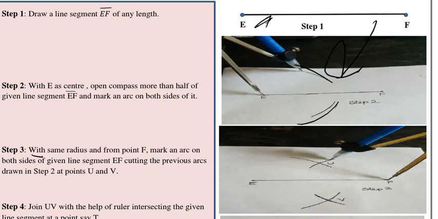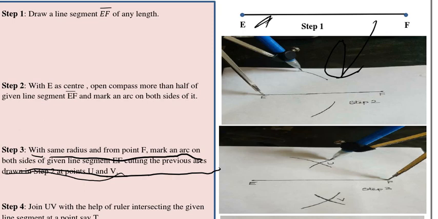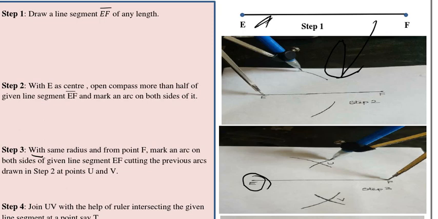Step 3 is, with the same radius and from point F, mark an arc on both sides of the given line segment EF, cutting the previous arcs drawn in step 2 at U and V. So what is this saying to us? You can see in the third step. Once we have drawn two arcs from point E, now we come to point F and here we will be drawing some arcs.